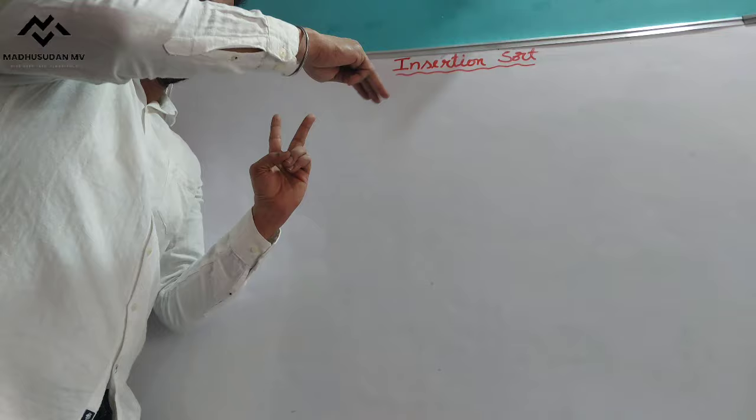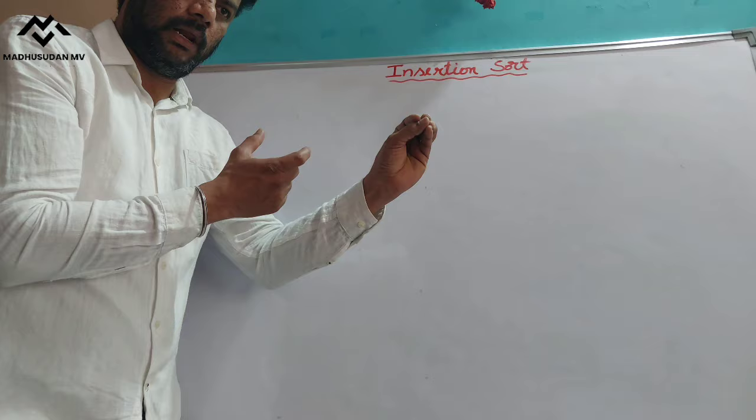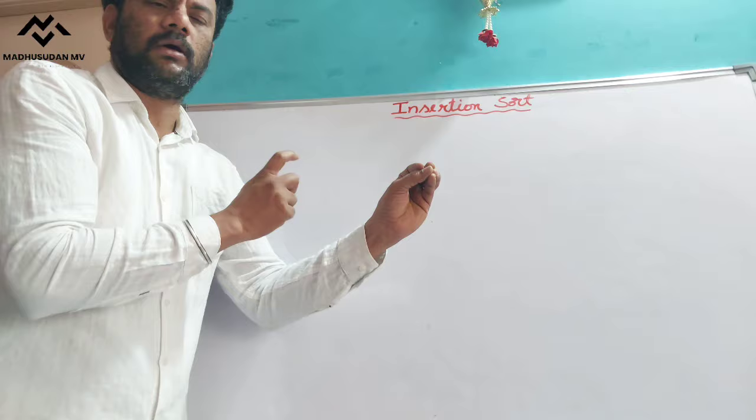So like that, we need to sort the elements. We look at the new element and find where in the sorted list it has to be placed. Accordingly, we insert that new element. Hence the name insertion sort. Let us take an example.